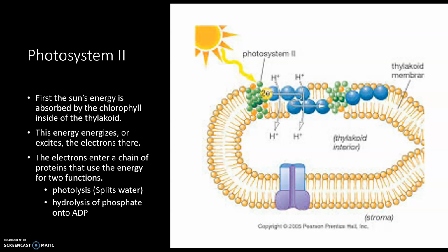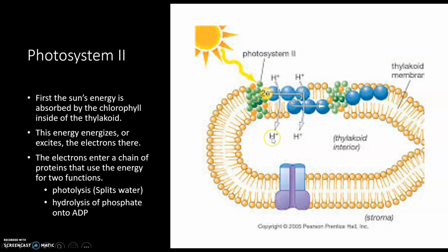The electrons are going to enter into a chain of proteins called an electron transport chain. And as it passes through this chain, energy is being released from that excited electron. This allows two things to happen: photolysis, or the use of energy from the sun to split water, and hydrolysis of a phosphate onto ADP to form ATP.